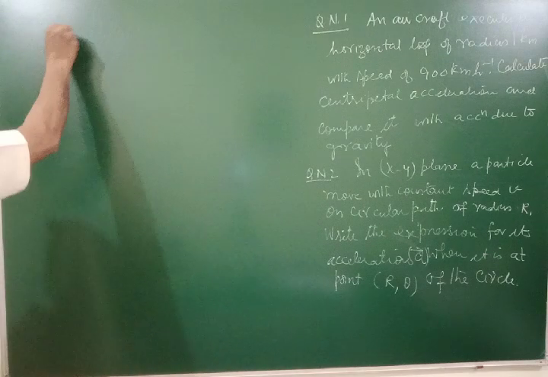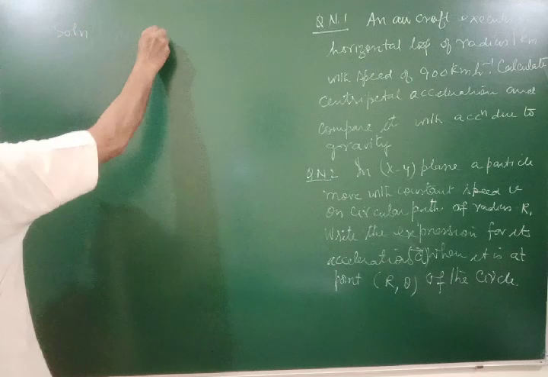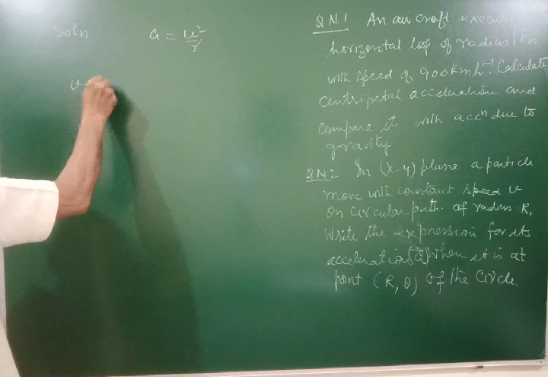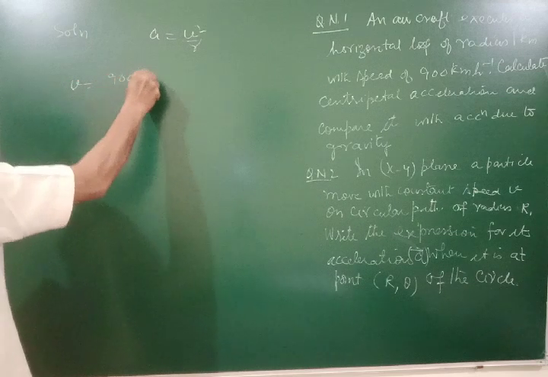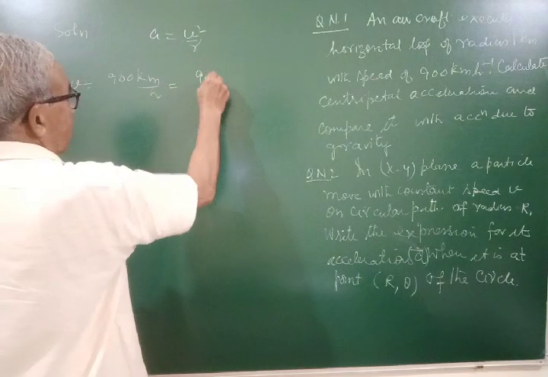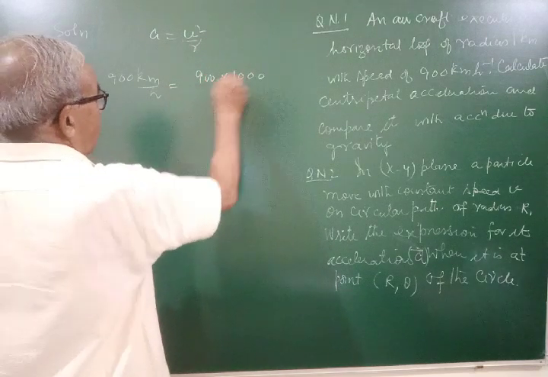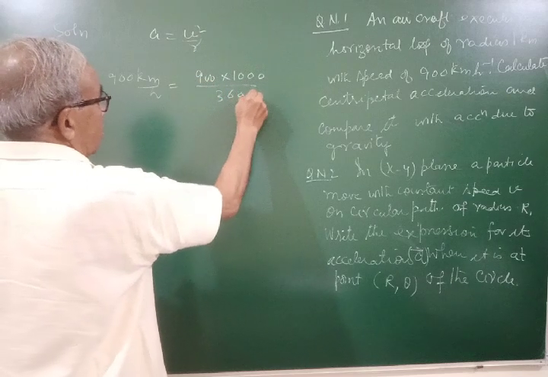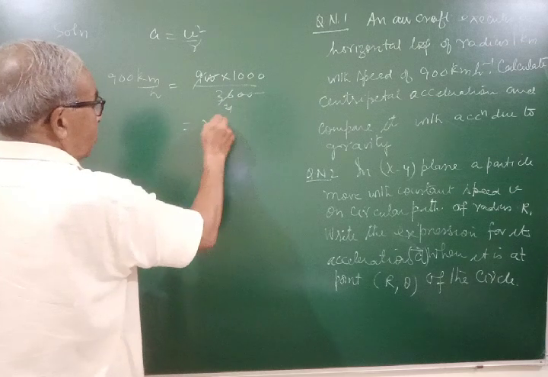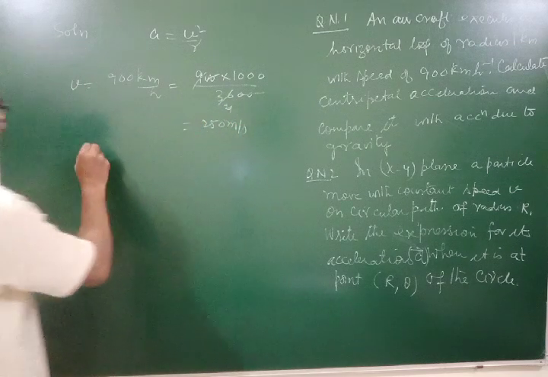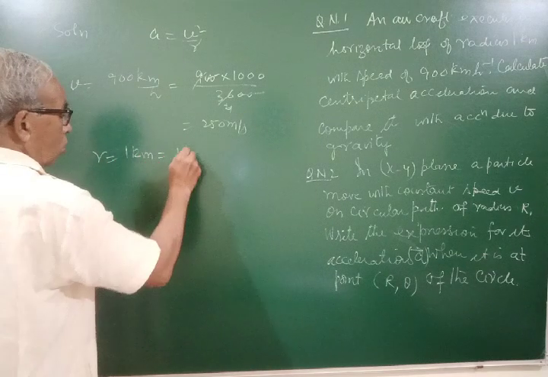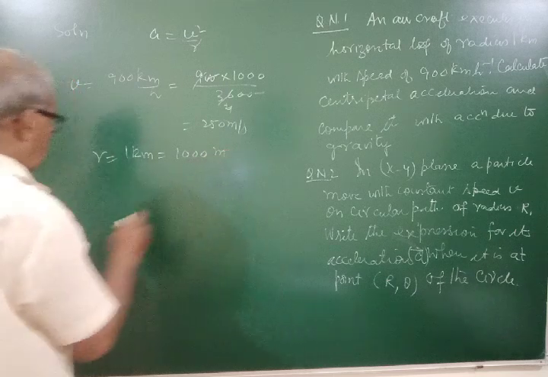So the solution is simple. Actually, a equals v square by r. Here v is 900 kilometer per hour. Convert it into meter per second: 900 into 1000 upon 3600. It comes out 250 meter per second. The radius is 1 kilometer, how many meters? 1000 meters.